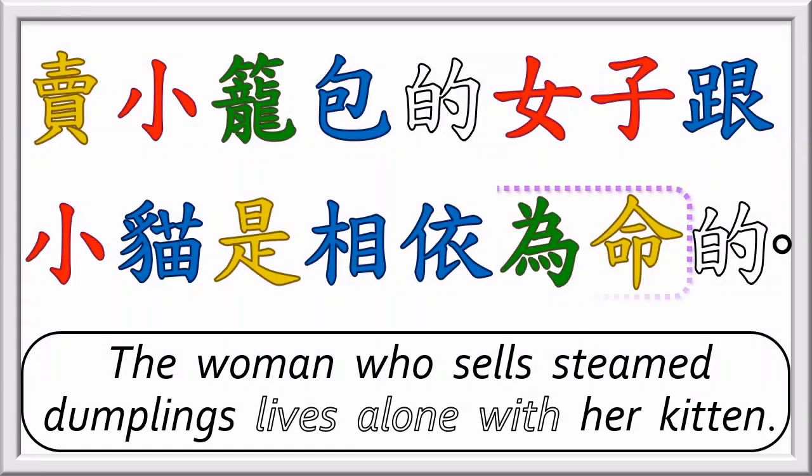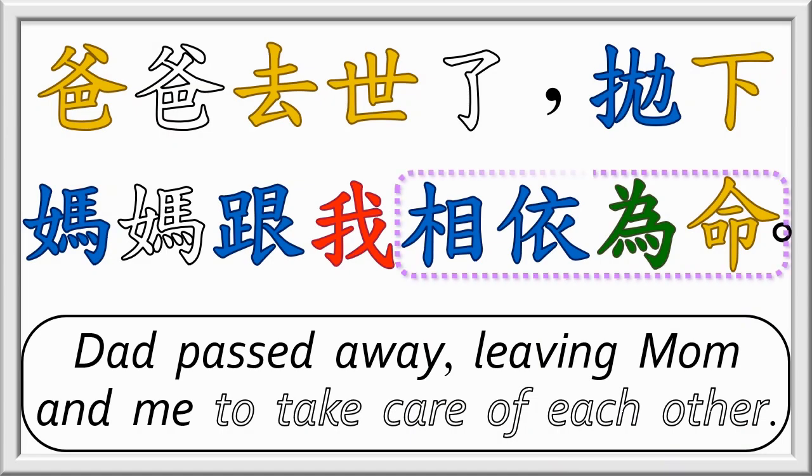When two people or animals depend on each other for their existence, or are otherwise bound by a common destiny, the phrase to use is 相依为命。卖小笼包的女子跟小猫是相依为命的。The woman who sells steamed dumplings lives alone with her cat. 爸爸去世了，抛下妈妈跟我相依为命。Dad passed away, leaving Mom and me to take care of each other.